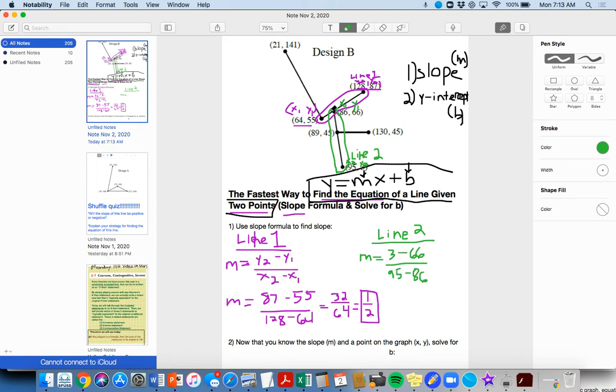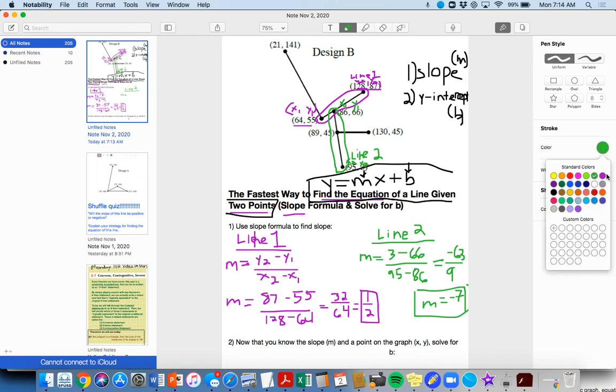95 minus 86, we've gone over, we've run 9, right? 95 minus 86 is 9. And 3 minus 66, ooh, that's a negative 63. Does 9 go into negative 63? Yes, it does. It goes into negative 63 negative 7 times. You can double check that on a calculator if you'd like. But m equals negative 7. I like this.